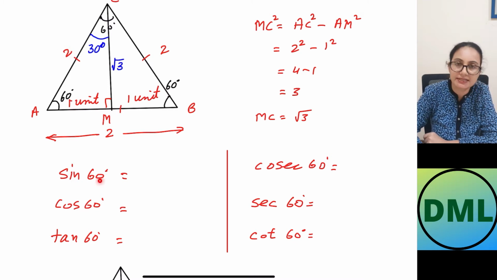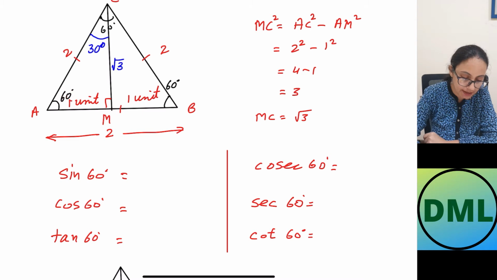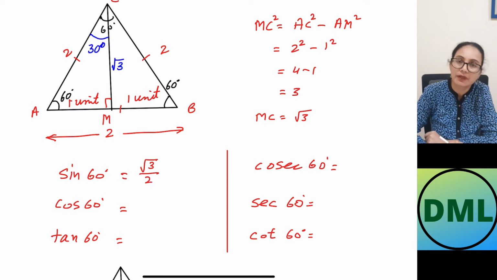For this angle, this is my opposite, this is my base and this is my hypotenuse. So sine 60 degrees, we know that sine theta is what? Sine theta is opposite over hypotenuse. For this 60 degree angle, this is my opposite, so that is root 3. Hypotenuse is what? 2. So that means root 3 by 2. So the value for sine 60 degrees is root 3 by 2.